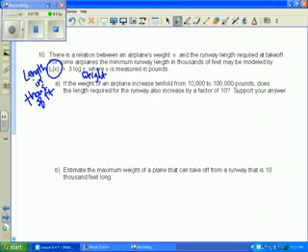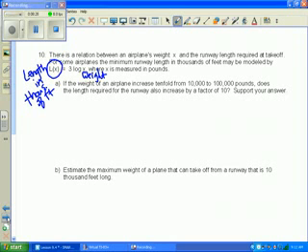Okay. If the weight of an airplane increases tenfold from 10,000 to 100,000 pounds, does the length required for the runway also increase by a factor of 10? Support your answer. So how are you going to approach that? You're going to set up both of those equations. Exactly. Do both of those equations and see if one of them is 10 times the other.